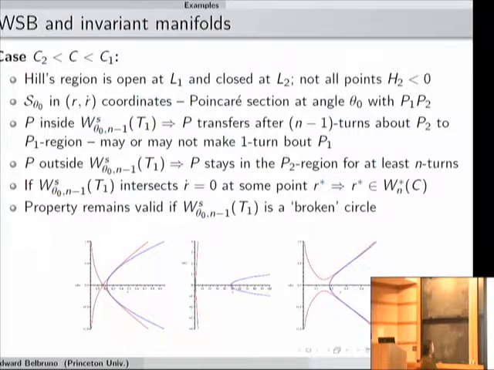I'll simply look at the case where you're inside the open neck between P1 and P2. In this case, the Hills region is between C1 and C2. So the Hills region is open at L1, closed at L2. In this case, not all the points satisfy negative Kepler energy.